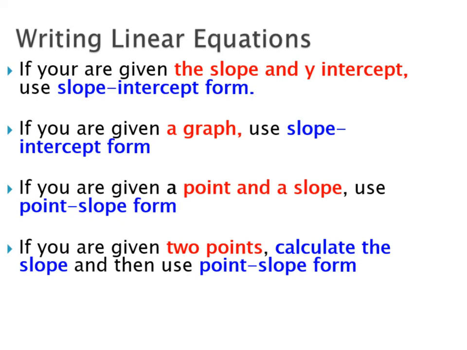Now, in order to write a linear equation, the equation type you're going to choose depends on what you're given. So if you are given the slope and y-intercept, use slope-intercept form. If you are given a graph, use slope-intercept form again. If you are given a point and a slope, you can use point-slope form. And lastly, if you are given 2 points, you're going to calculate the slope and then use point-slope form.